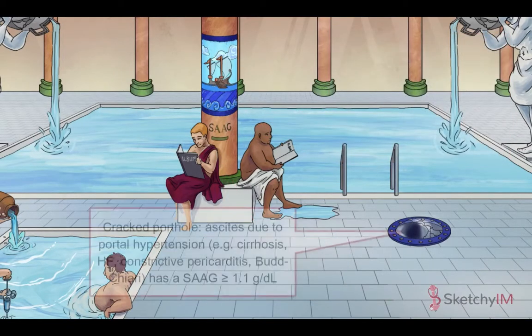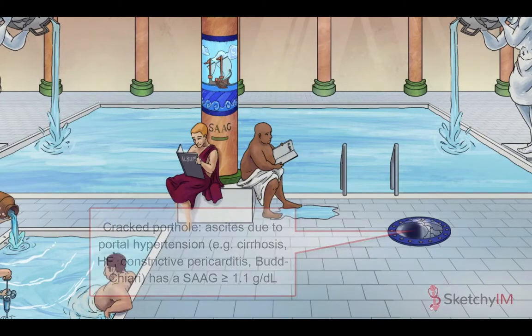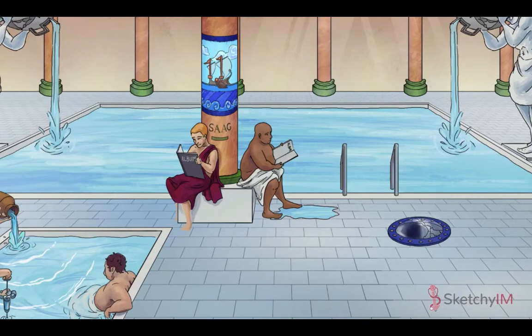Portal hypertensive causes of ascites, such as cirrhosis, typically have a SAG greater than or equal to 1.1. This is why, on the right, we've drawn in our recurring porthole symbol. That must be quite a view from down there. In the presence of portal hypertension, hydrostatic pressure drives fluid, but not as much protein, from the portal system into the peritoneal space. This leaves behind a relatively high serum albumin concentration compared to a relatively low concentration in the peritoneal fluid, and, therefore, an increased gradient.